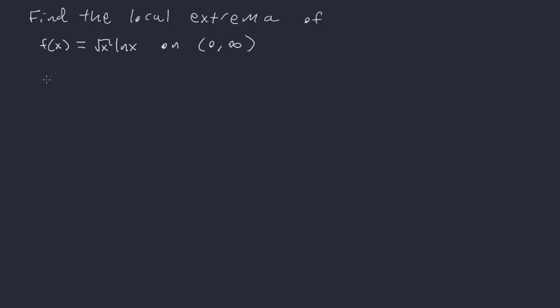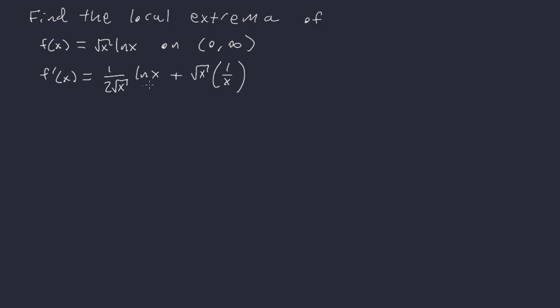All right, so we're going to start by finding the critical points. Of course, that means we're going to start by taking the derivative. This will be a product rule. So it would be the derivative of the square root of x, which is 1 over 2 root x, times the natural log of x left alone, plus the square root of x left alone, times the derivative of the natural log of x, which is 1 over x.